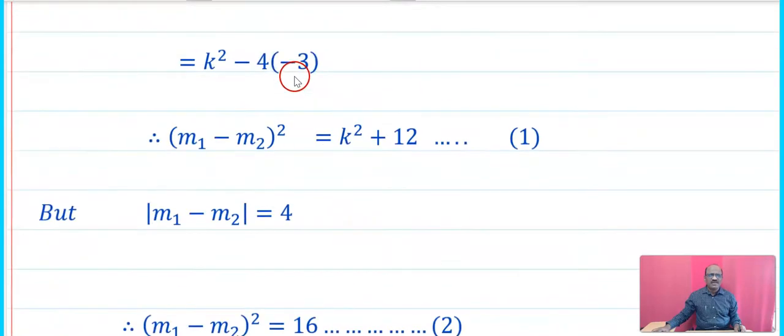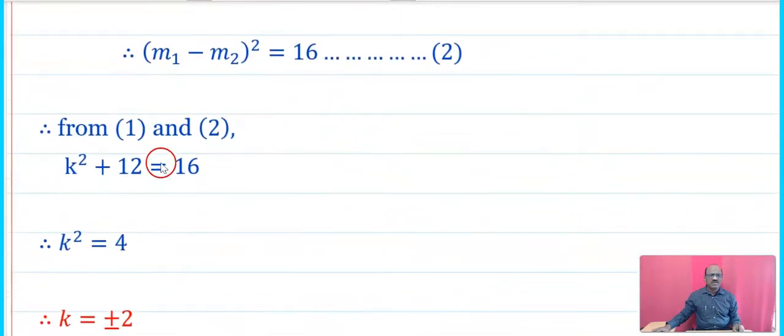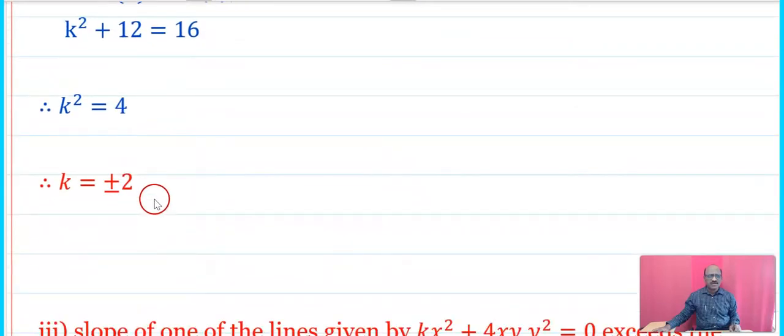And if we write it, k square plus 12 is equal to 16. Therefore, k square is equal to 16 minus 12, so k square is equal to 4 and k is equal to plus or minus 2.